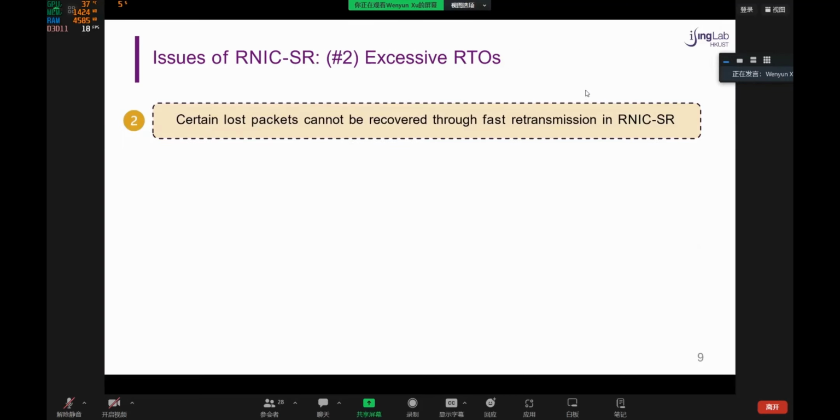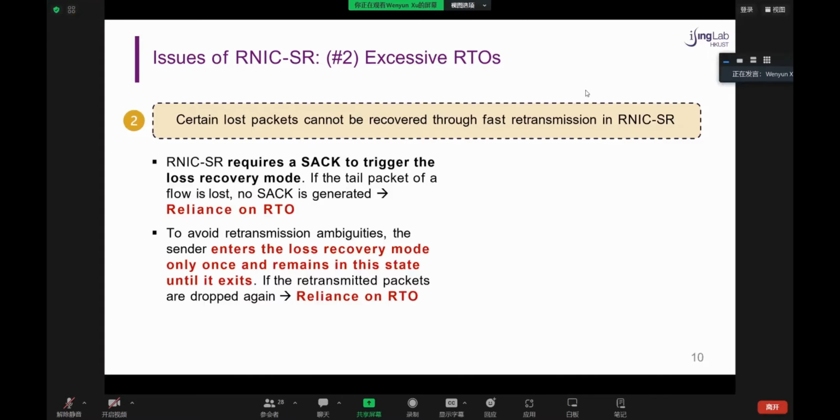Second, certain lost packets cannot be recovered through fast retransmission in RNIC SR. Specifically, the RNIC SR requires a SUC to trigger the loss recovery mode. As a result, if the tail packet of a flow is lost, no SUC is generated. This prevents recovery through fast retransmission and instead relies on a retransmission timeout, or RTO for short.